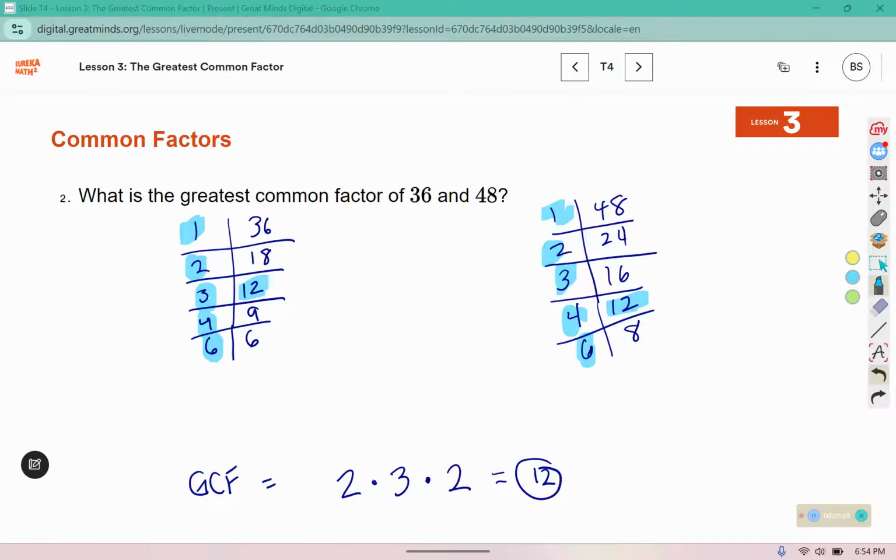And then the greatest is 12. But the problem that I run into with this style is that sometimes we forget that there are other factors. And so we would skip one, or we would forget about one, and then we would miss possibly the greatest common factor. So I prefer the tree diagram, and that's what I'm going to continue to use. But if this style works better for you, feel free to use that.